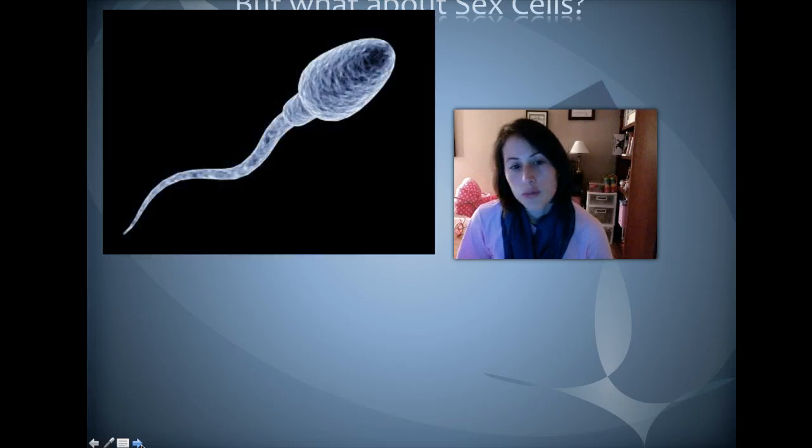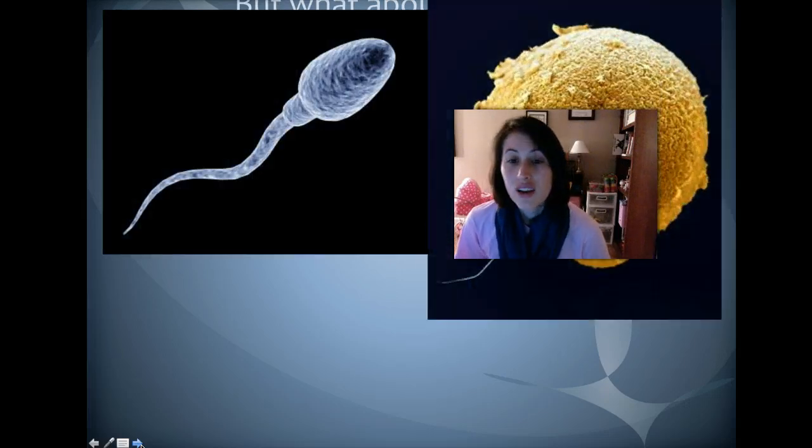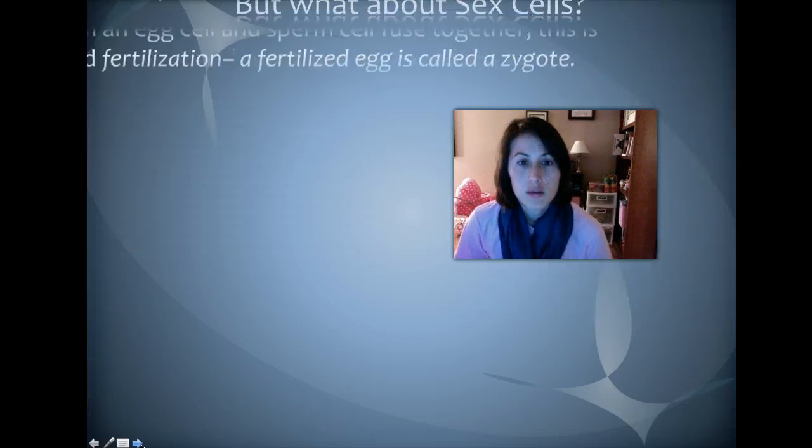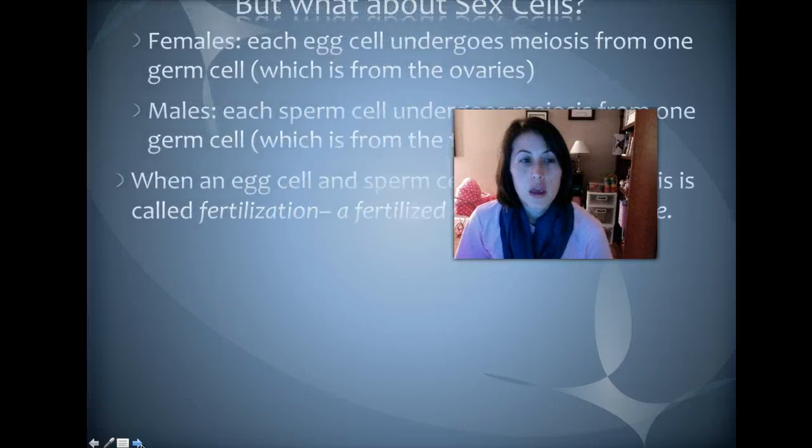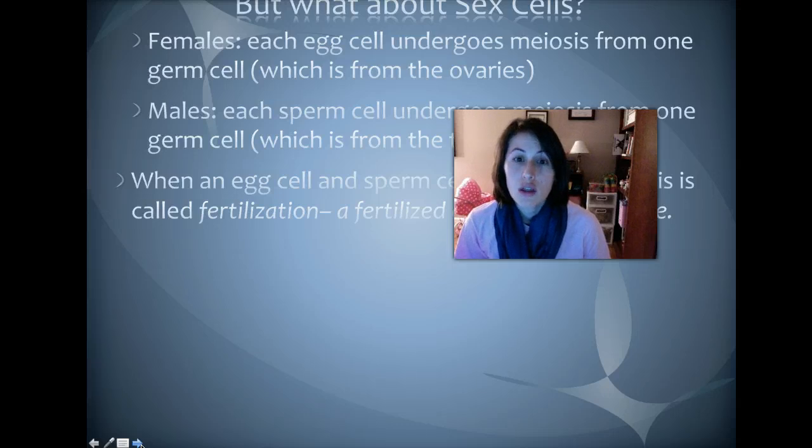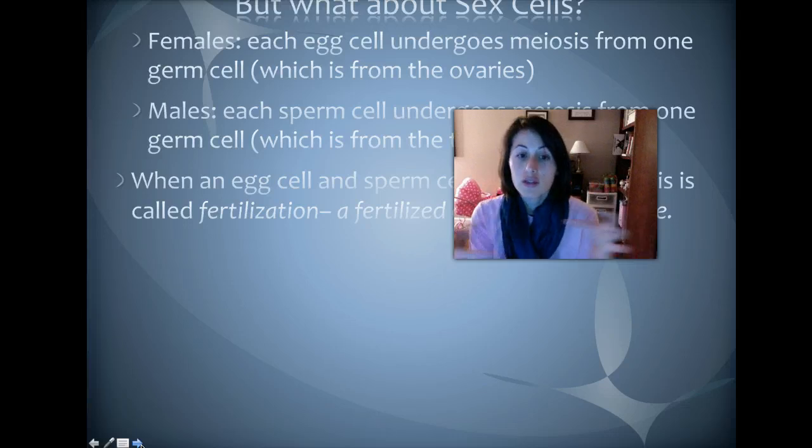There is a sperm cell, and that's actually an egg cell that's being fertilized by a sperm cell. For females, every egg cell undergoes meiosis from one germ cell, which is in the ovaries. And in males, sperm cells undergo meiosis from germ cells, which are in the testes. When an egg cell and a sperm cell fuse together, this is called fertilization, and a fertilized egg cell is now called a zygote.